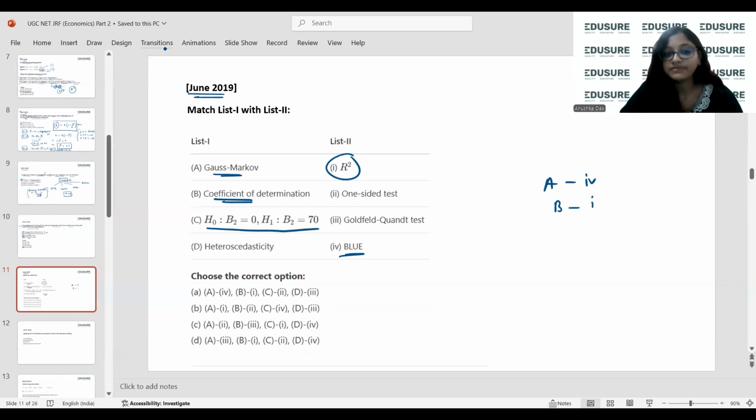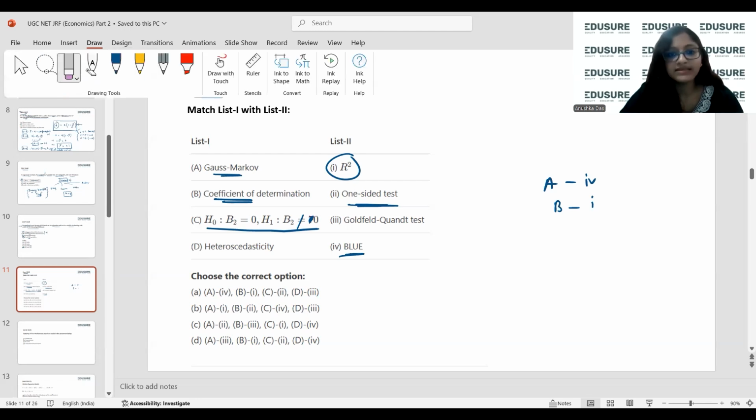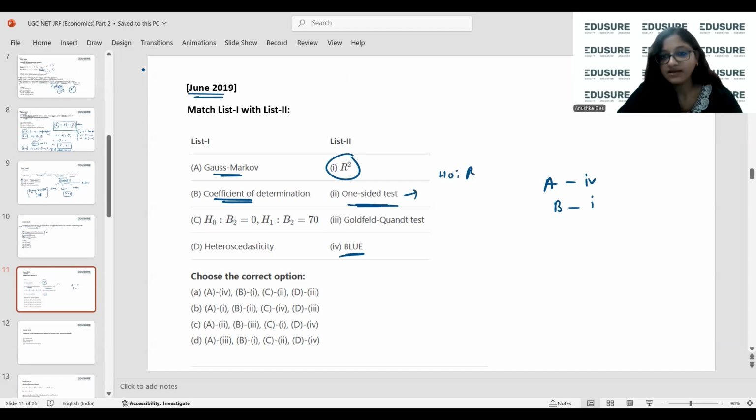Now see, this is the individual coefficient test: beta 2 equals 0 against the alternative beta 2 not equal to 0. It will be not equal to 0 basically. A printing mistake is there. So that will be a one-sided test. Sorry, I think there is some mistake. So if it is a one-sided test, what will happen? In case of a one-sided test, if beta 2 equals 0 is the null hypothesis, the alternative can be either beta 2 greater than 0.